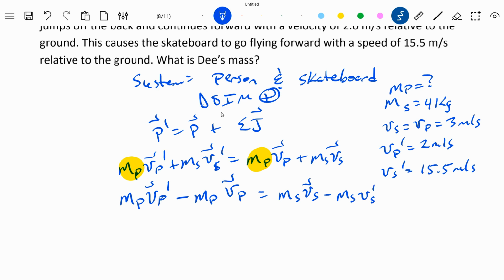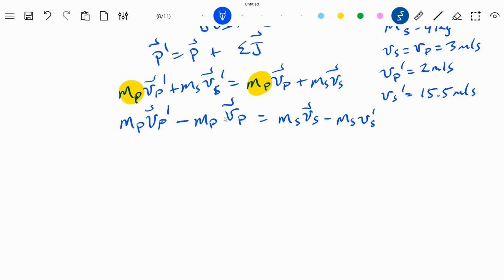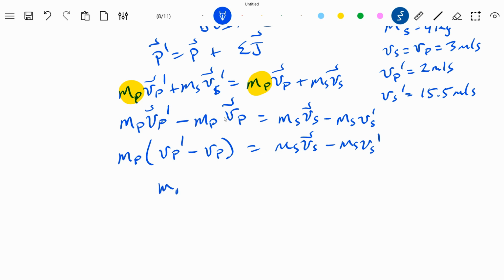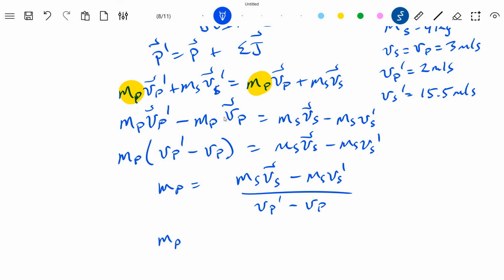Perfect. Now that the mass of the person is together on the one side of the equation, I can factor it out. So mass of the person times VP prime minus VP original is equal to MSVS minus MSVS prime. Now I can solve for MP as being the same thing, MSVS minus MSVS prime, all of which is over VP prime minus VP.